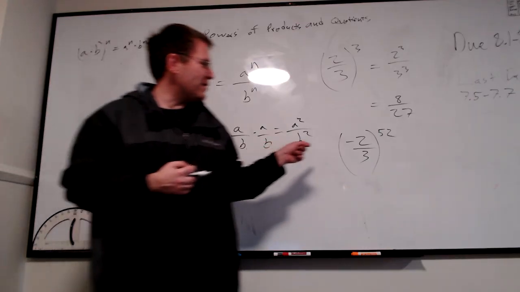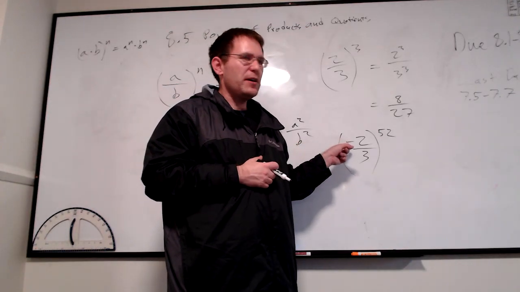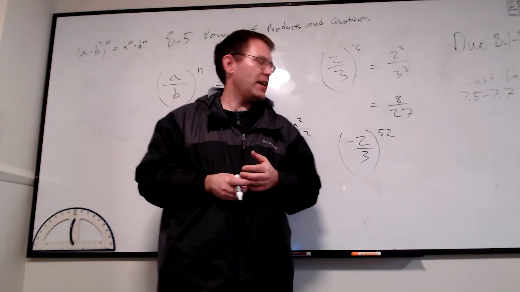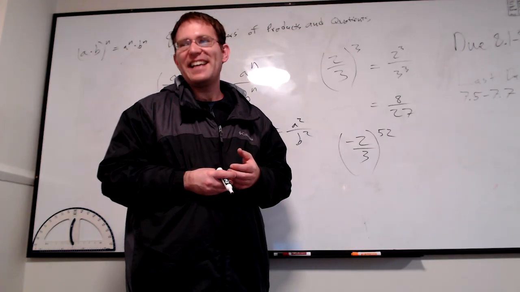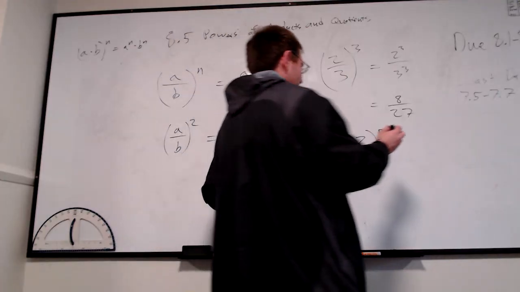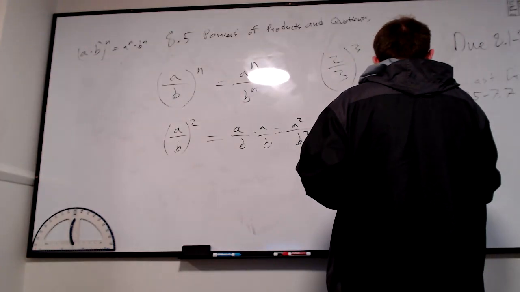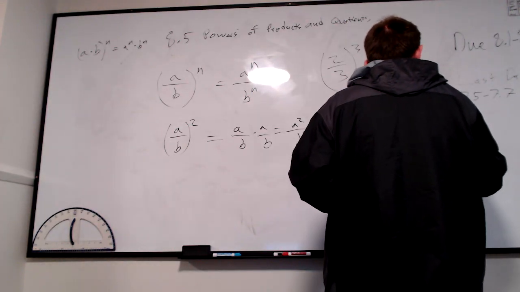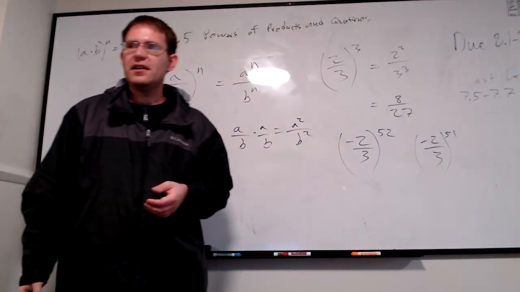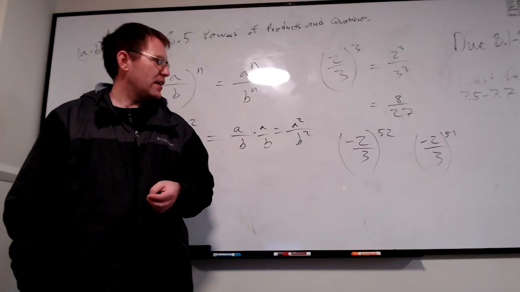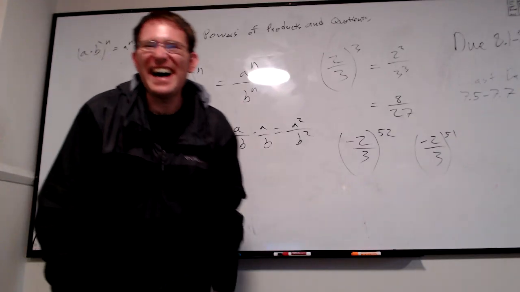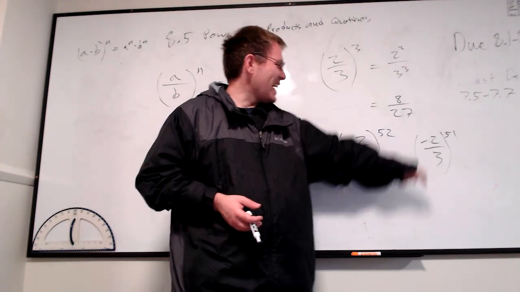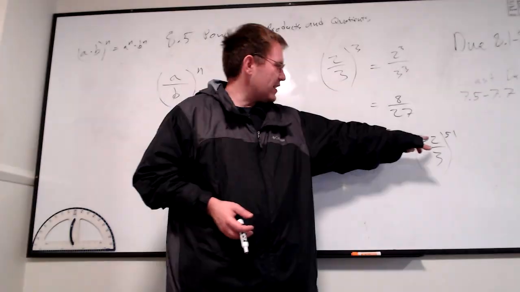If you have an even number of negative 2/3's multiplied by each other, you're always going to get a positive number, right? And if it's not even, you get a negative, if it's odd. So if you had negative 2/3 to the 51st, it would be negative, exactly. So this just works in general.